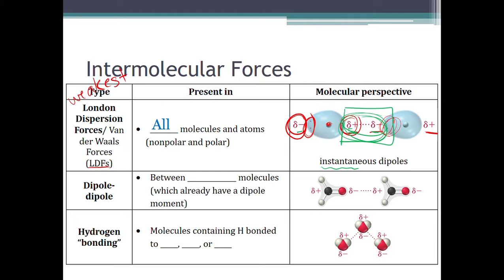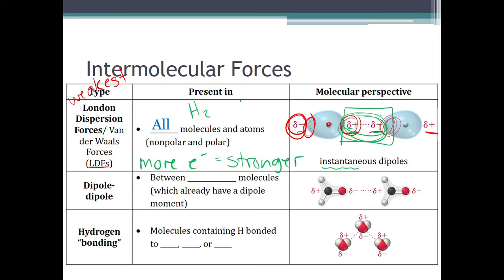It just happens every once in a while the stars align correctly, and we'll end up with this instantaneous dipole causing these molecules to be attracted to each other. Because it is caused by the electrons and the movement of the electrons, the more electrons that you have, the stronger this force is. So if you had something like H2, this is two hydrogen atoms bonded together. They have a total of 2 electrons between them. That's going to be a very weak dispersion force because it does not have very many electrons.